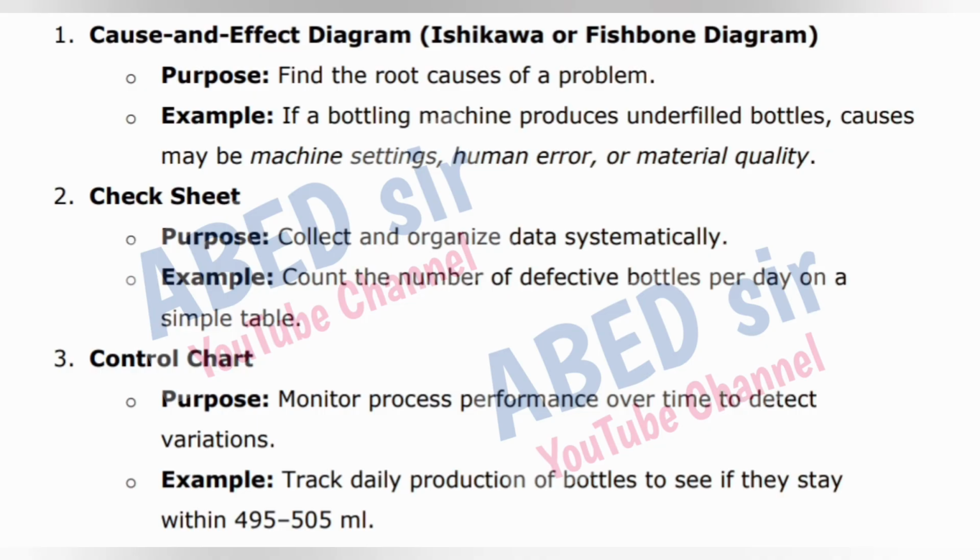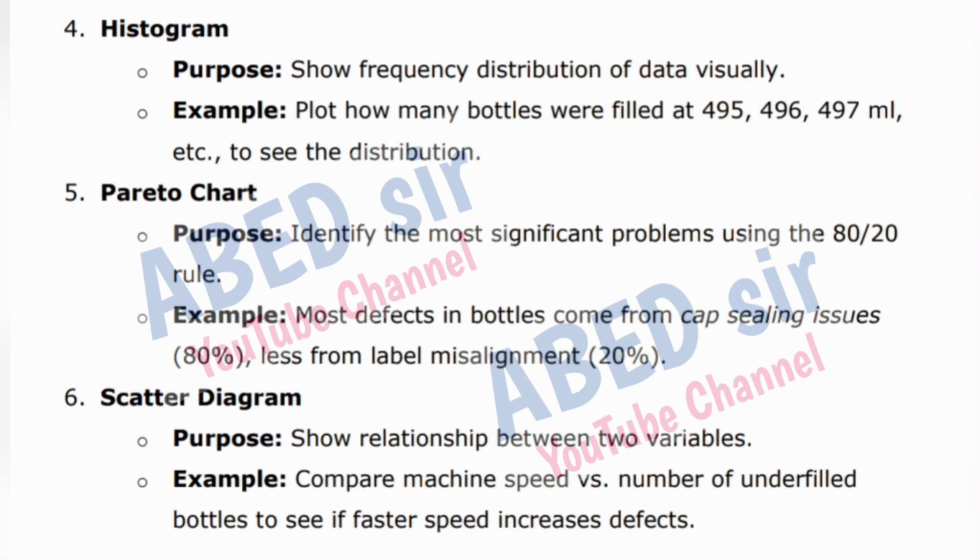3. Control chart. Purpose: monitor process performance over time to detect variations. Example: track daily production of bottles to see if they stay within 495 to 505 ml. 4. Histogram. Purpose: show frequency distribution of data visually. Example: plot how many bottles were filled at 495, 496, 497 milliliters, etc.